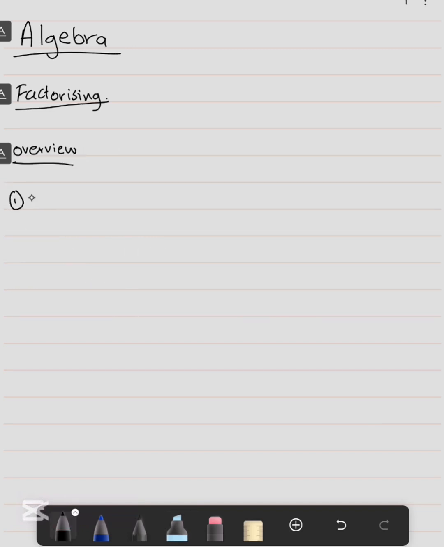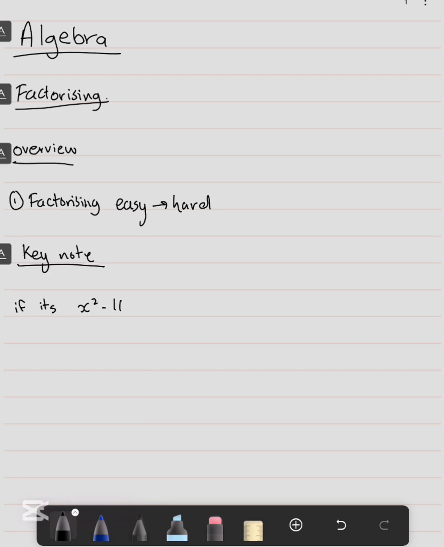Here's an overview for today's lesson. We went over factorizing different equations from easy to harder ones. A key note to remember is if it's x squared minus 16 and there's no x term in between, you have to use the square method. And we can see that 16 is a square number, and so we just take the square root of it, which is 4. And the general equation is a minus b and a plus b, where a is the x value and b is the square root of our square number.